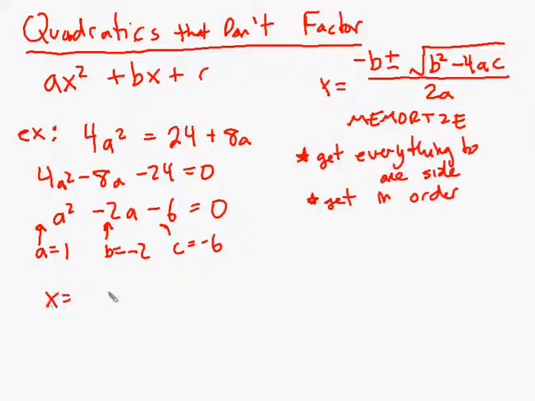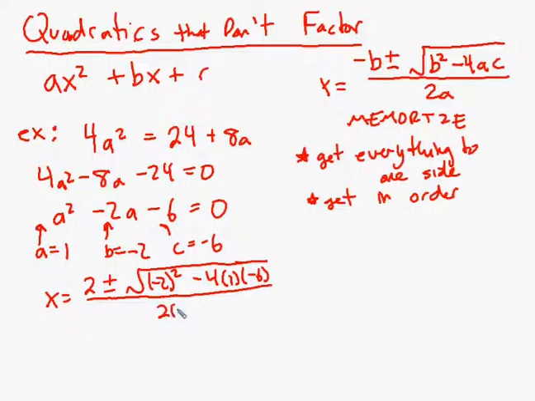Alright, so now I go to my quadratic formula. So negative b is 2 plus or minus the square root of (-2) squared. Notice I'm putting that in parentheses. If I don't put that in parentheses and I put it in my calculator, I'll get a wrong answer. You must put it in parentheses. Minus 4 times 1 times -6, over 2 times 1. So 2 plus or minus the square root of 4 plus 24. I wrote a 28 because I was getting ahead of myself there.